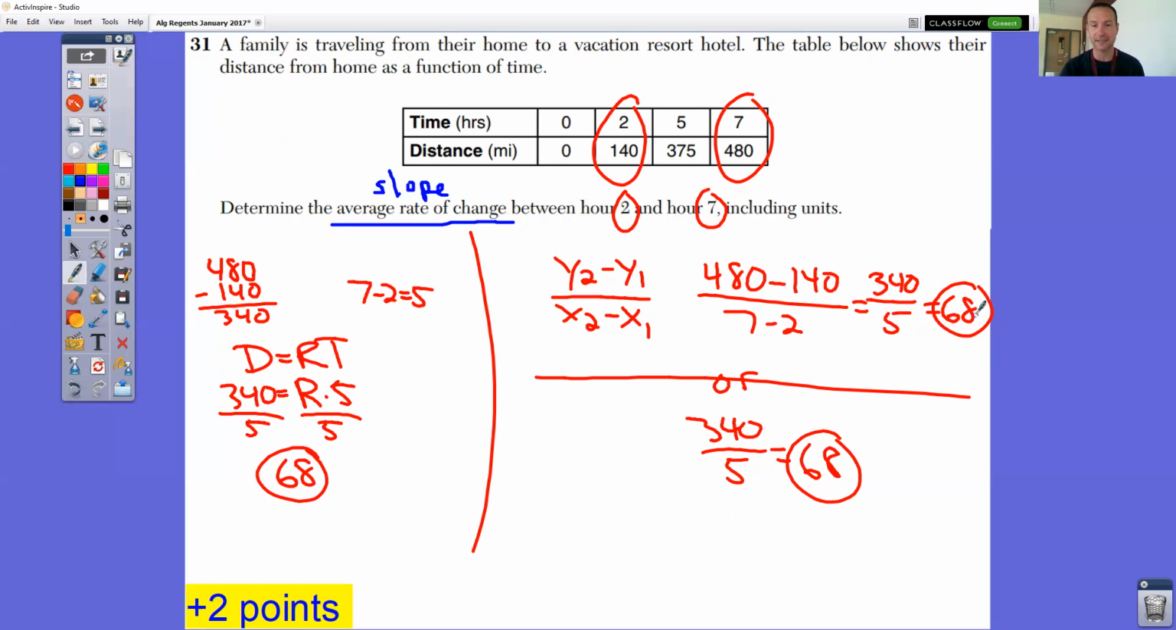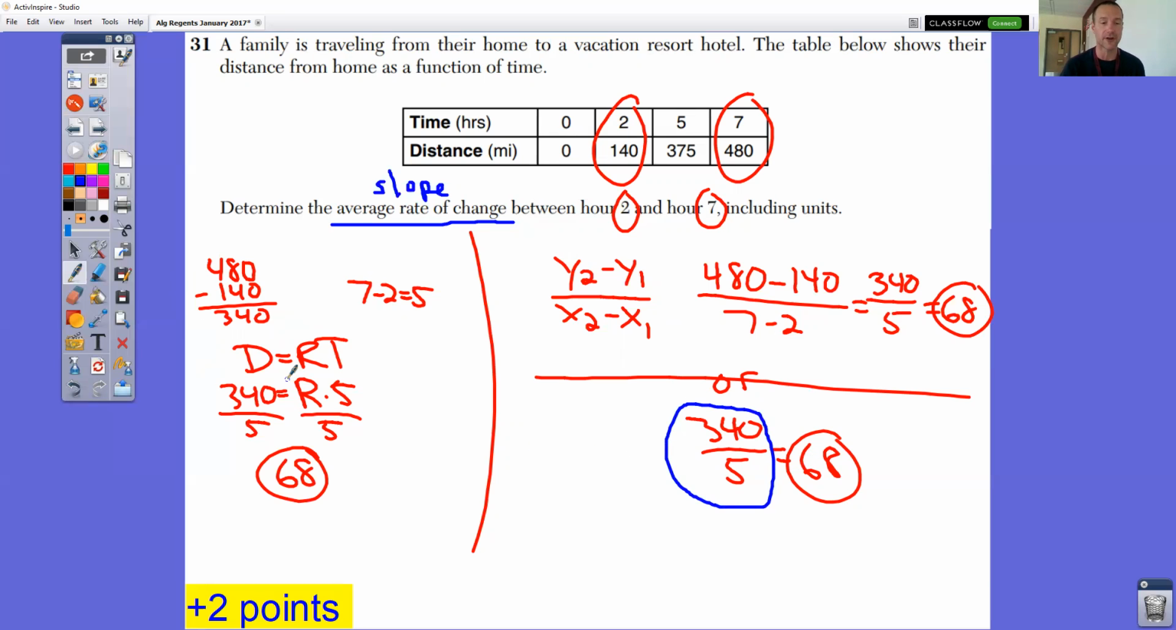So you end up getting 68. You could just find the difference between them. 480 minus 140 is 340. So that's how many total miles in between those two units, or 2 hours. 7 minus 2 is 5. So 5 hours to go 340 miles. You could just do 340 divided by 5, which is 68. That's a fine way to do it.